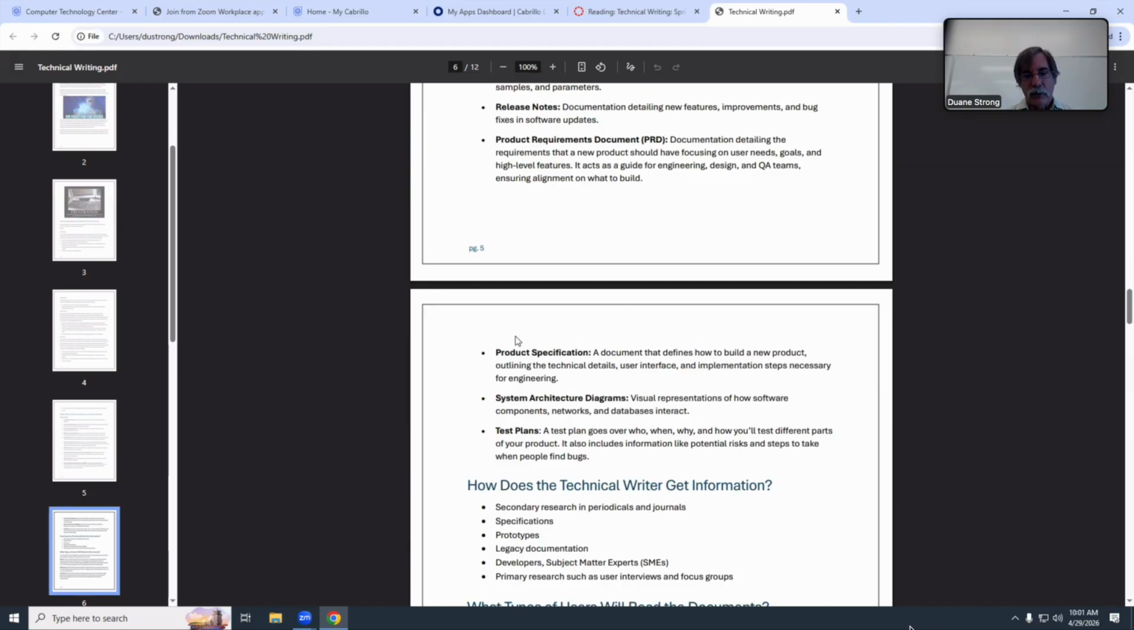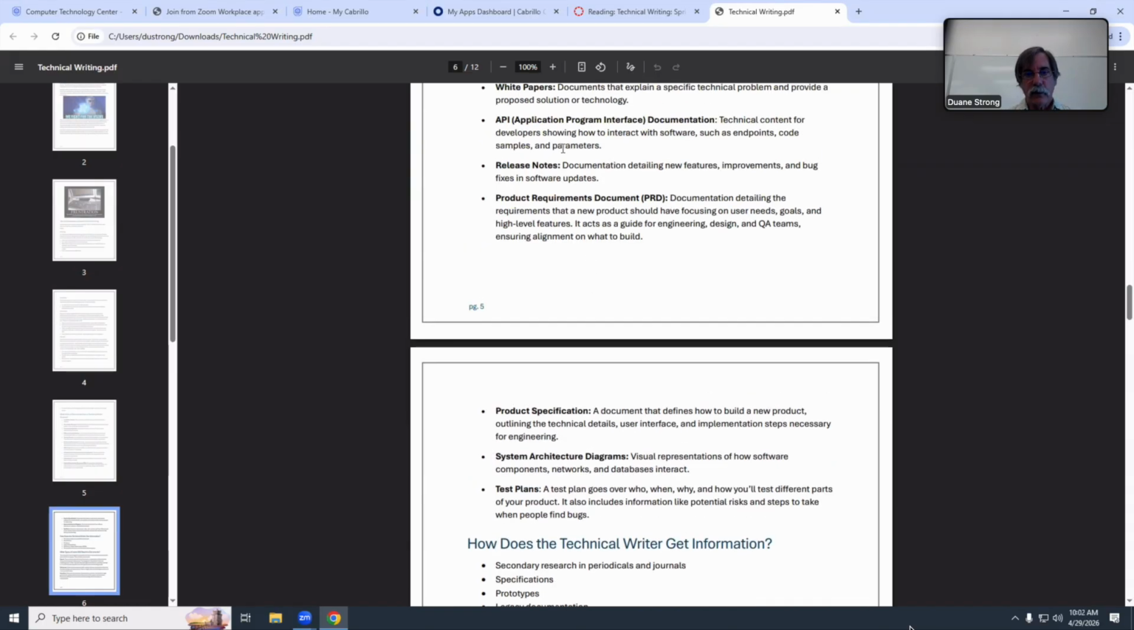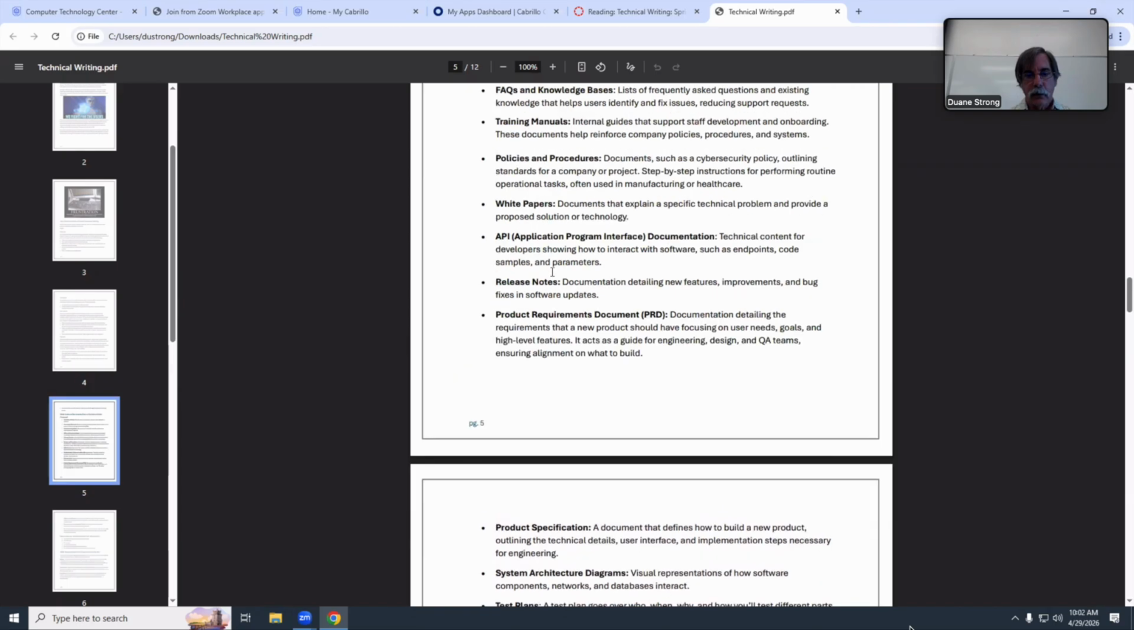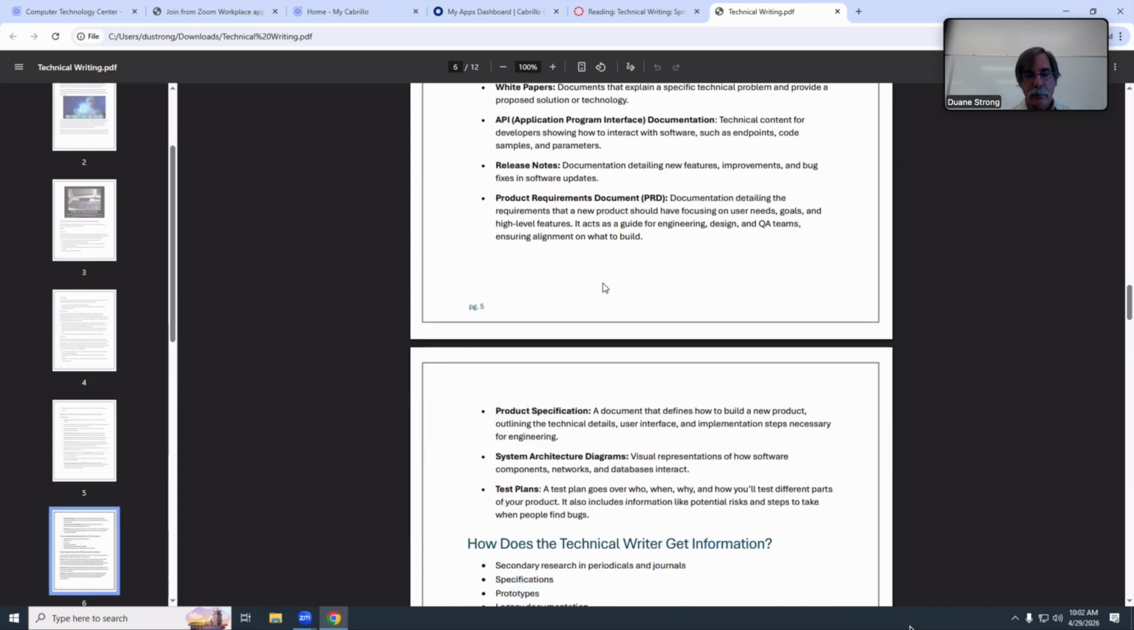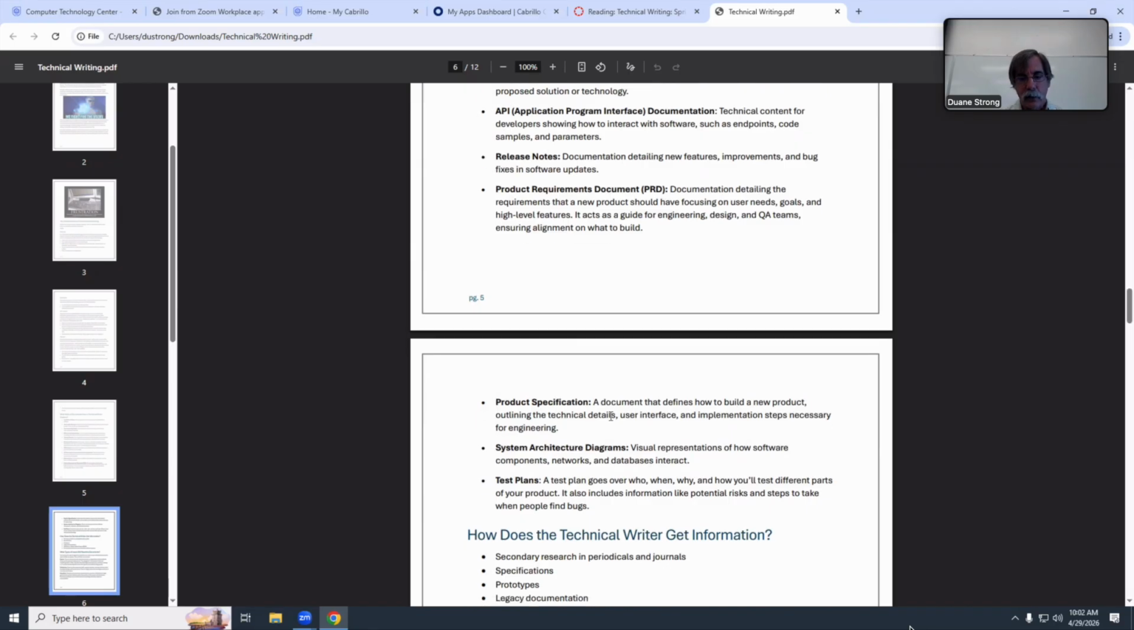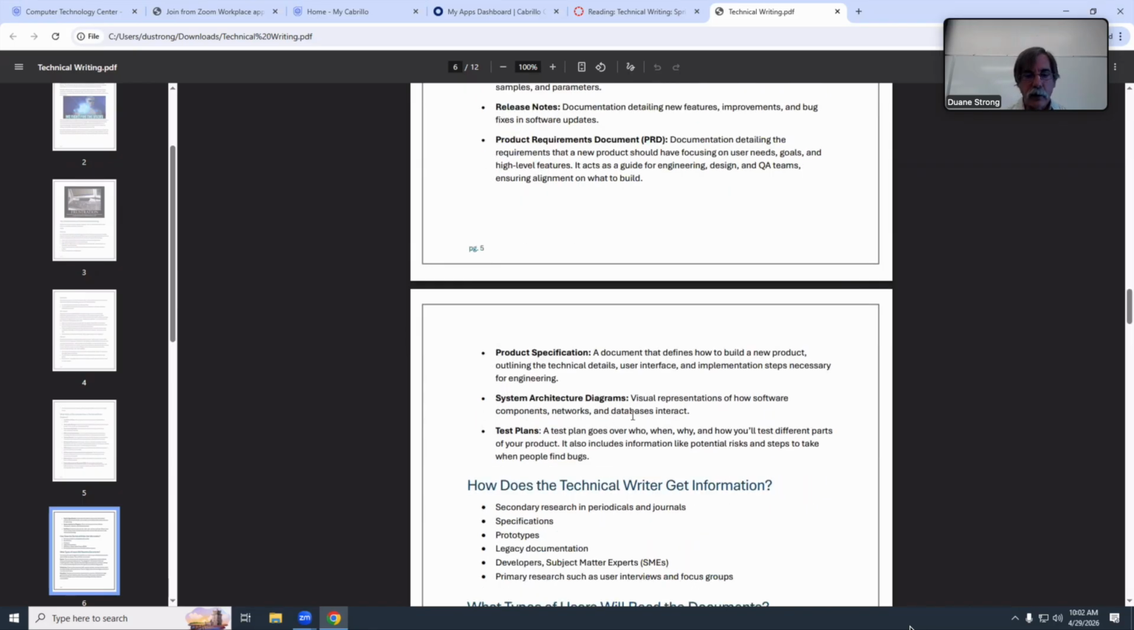Product specification. So this typically would come out of this product requirement document. This takes that and then further explains and defines how we're going to build this thing, the technical details that it has, the user interface, implementation steps. System architecture diagrams. This would be, again, for software stuff. These would be like pictures that diagram how the different parts of the system interact with each other.